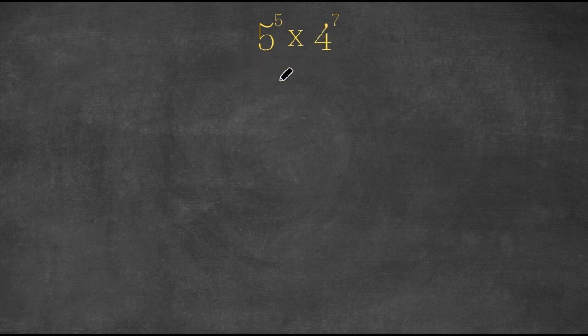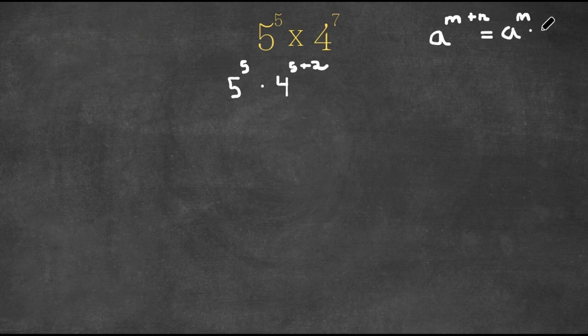So what I'm first going to do is rewrite this as 5 to the power of 5 times 4 to the power of 5 plus 2. Now, an important property of exponents is that if we have a to the power of m plus n, this is the same thing as a to the power of m times a to the power of n. So if we have 4 to the power of 5 plus 2, this is the same thing as 4 to the power of 5 times 4 to the power of 2, because 5 in this case is m and 2 is n. And we're still multiplying this with 5 to the power of 5.